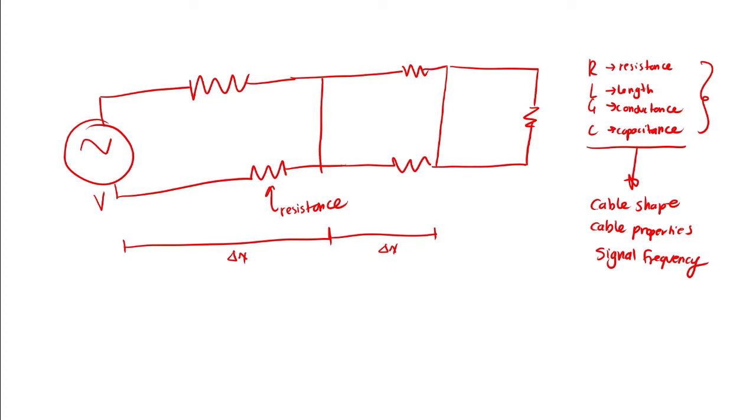So what is important, however, is that we know the impedance of the line. We can measure Z, which is Z is equal to voltage over current.